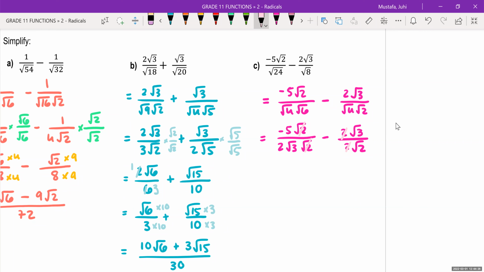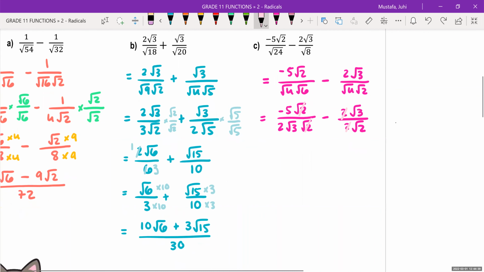Okay, so in the second fraction, I simplified 2 over 2. However, in the first fraction, I could have actually simplified root 6 a little bit more, which I did end up doing when I identified that I could do that. So when all of that is done, we're left with -5 over 2 root 3 minus root 3 over root 2.